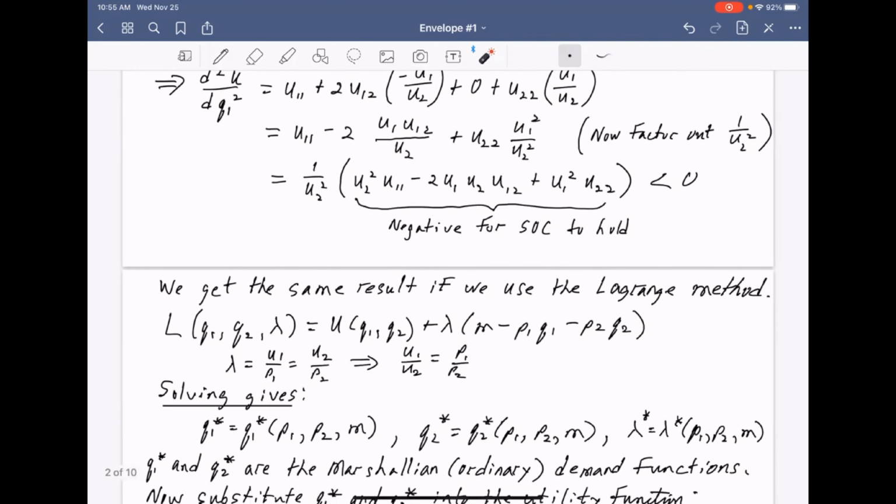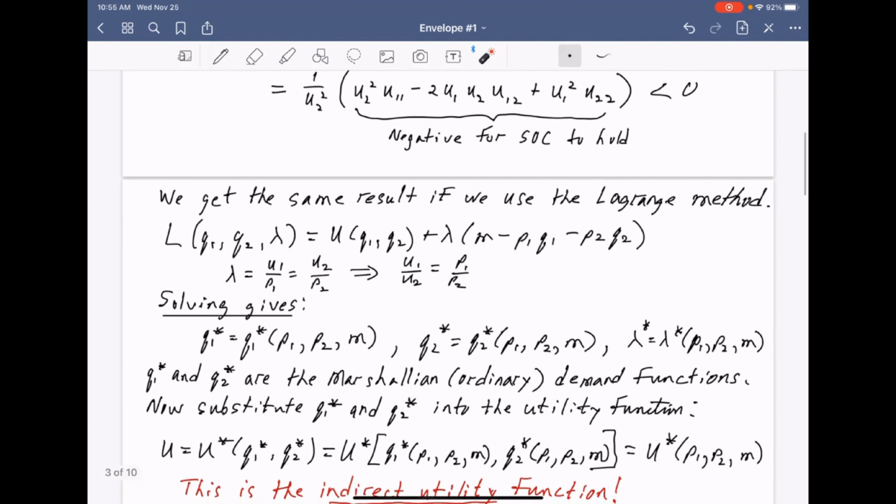We get the same result if we use the Lagrangian method. The Lagrangian in this case is just the objective function plus lambda, the Lagrange multiplier, multiplied by M minus P1 Q1 minus P2 Q2. We find that lambda is equal to the ratio of the marginal utility of 1 to the price of 1, which equals the marginal utility of 2 divided by the price of 2. And then we get the ratio of the marginal utilities equals the ratio of the prices, as we did just above here.